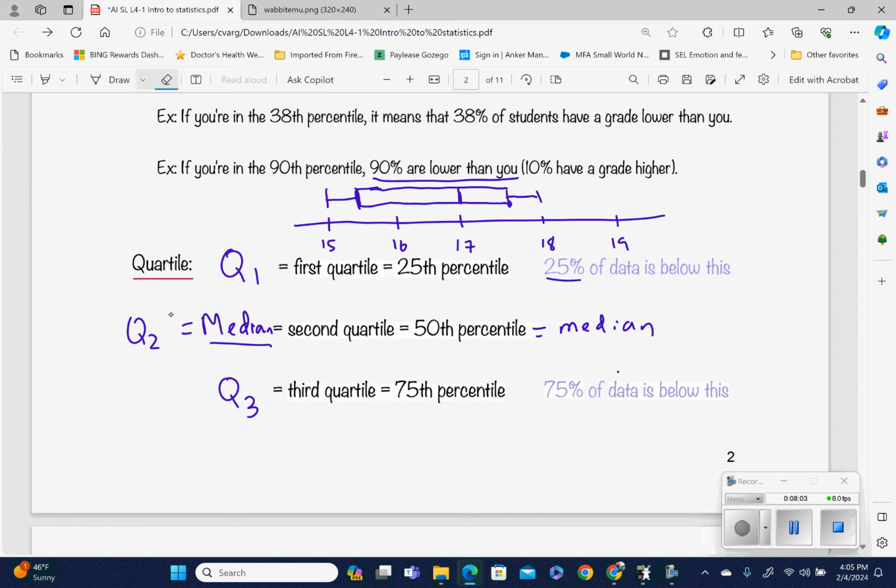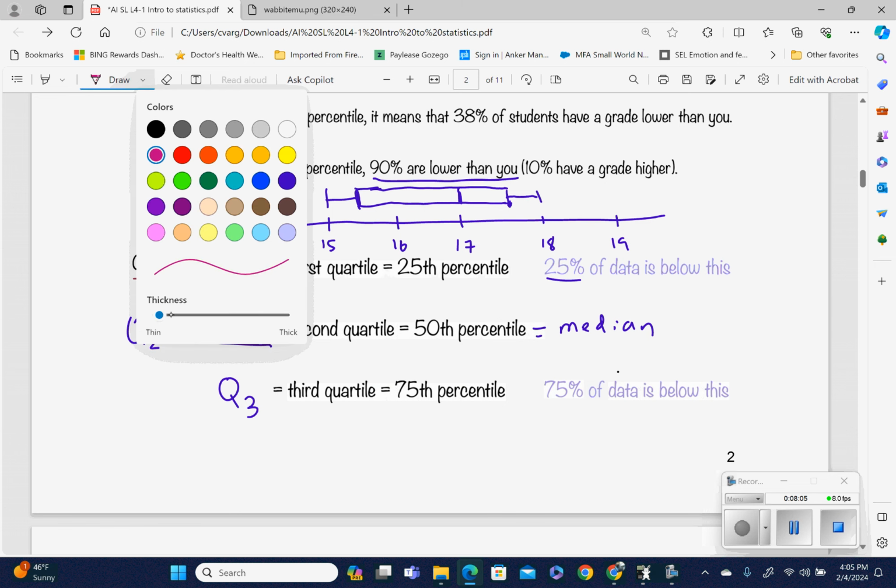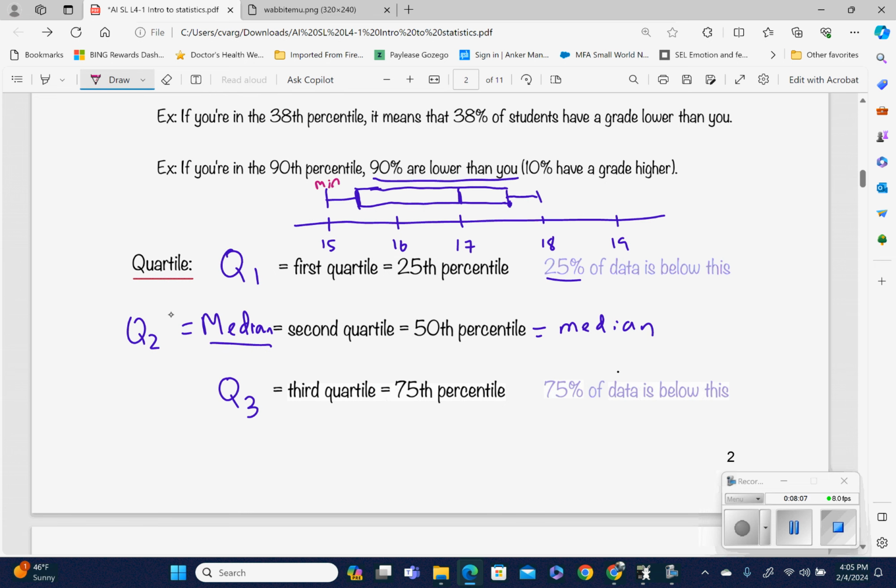Let me just show you real quick in a different color. So this is my min. This is my max. This is my Q1. This is my Q3. And this is my median. That's how you build a box and whisker plot. Make sure that your scale is properly spaced. I don't know if I did a good job, but overall, I think you get the point.